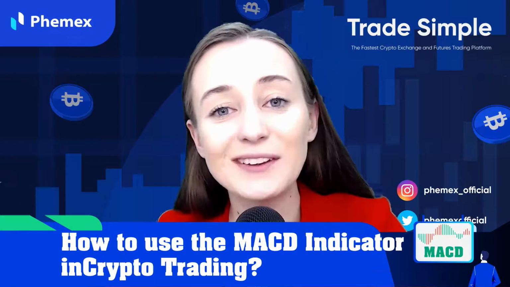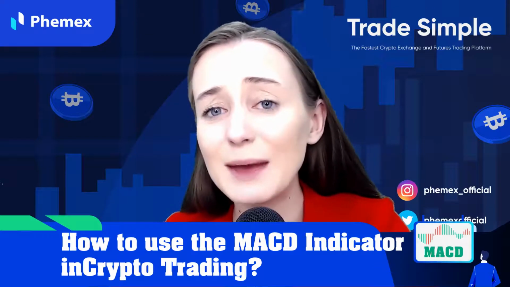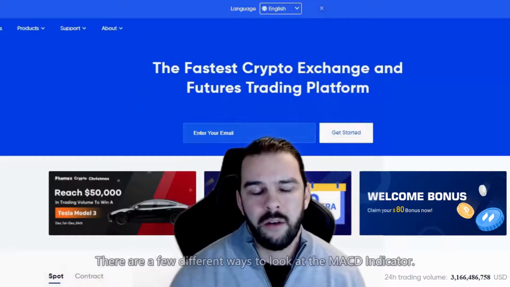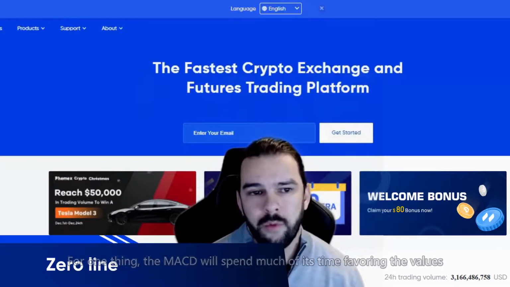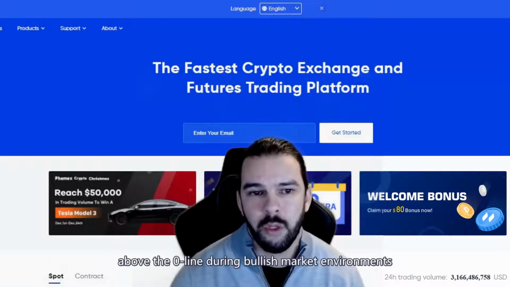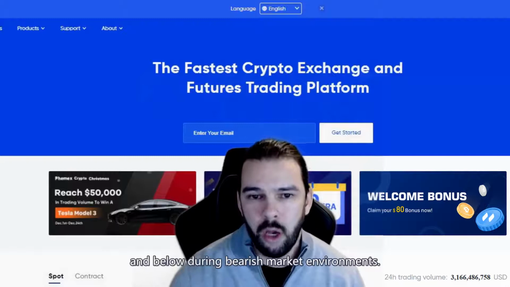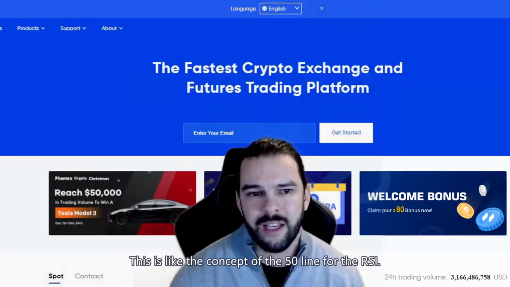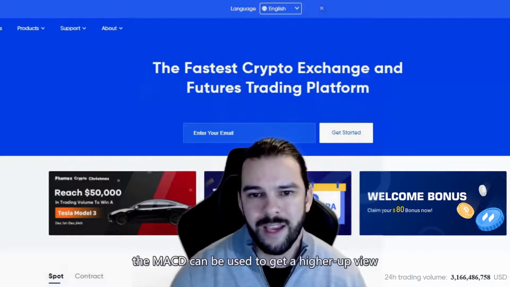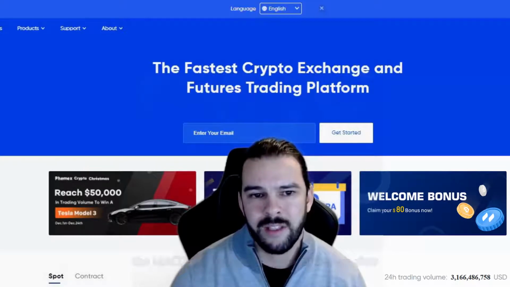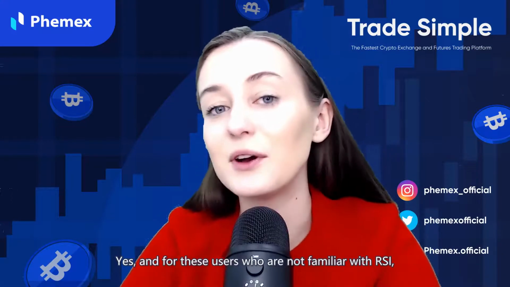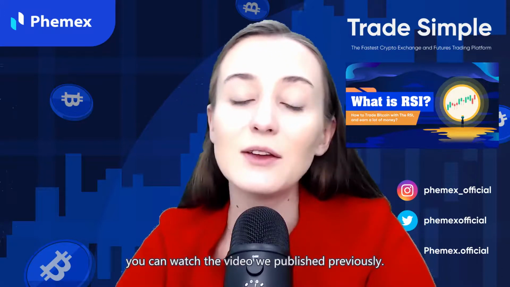Oh yeah, that's a very good introduction. So how can we use the MACD indicator in crypto trading? So there are a few different ways we could look at the MACD indicator. So one, we could look at the zero line. For one thing, the MACD will spend much of its time favoring the values above the zero line during bullish market environments and below during bearish market environments. So this is like the concept of the 50 line for the RSI that we went over. So at first glance, the MACD can be used to get a higher up view as to what the general market direction is.